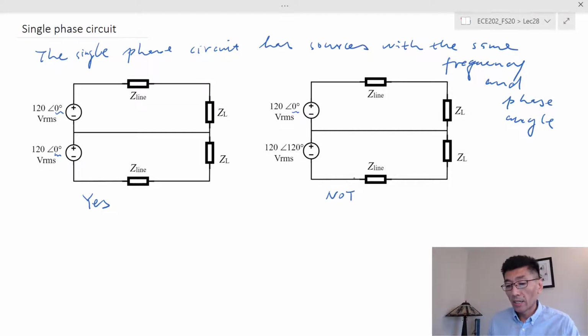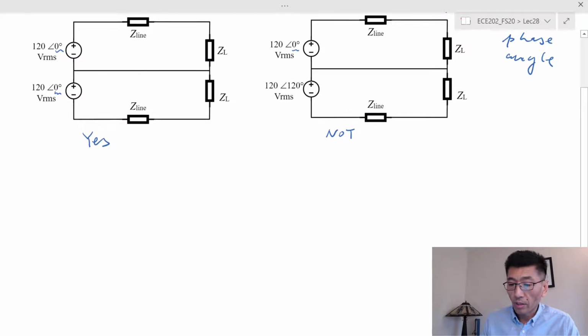Okay. And in fact, the first circuit mimics the circuit in a typical U.S. household, where we have 240 coming in, and it's split into two 120s. And in typical homes, we don't really have a three-phase circuit; we only have a single-phase circuit.